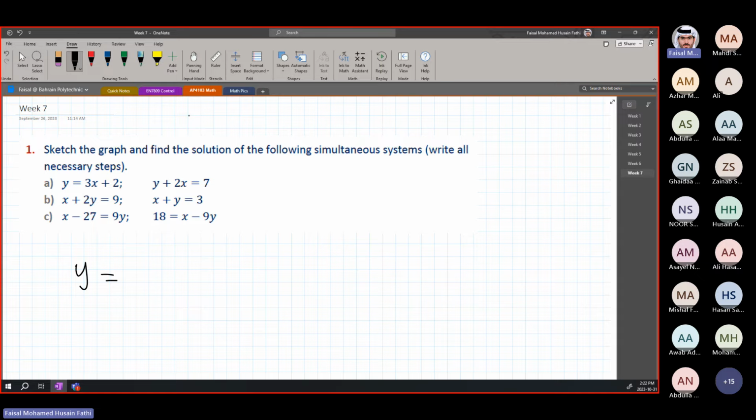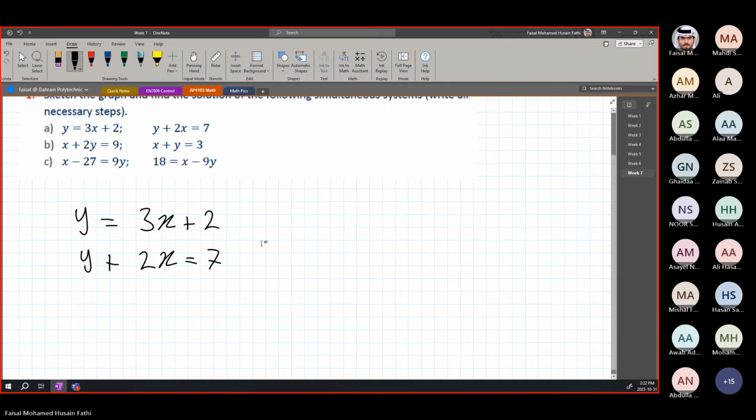So our first equation is y is equal to 3x plus 2. Our second equation is y plus 2x is equal to 7. There are two ways of solving this. There are a lot of ways of solving this, but the two main ways to solve it are using either substitution or elimination.